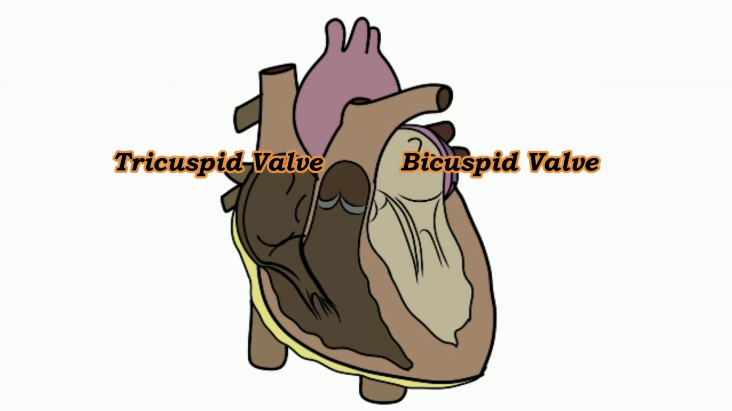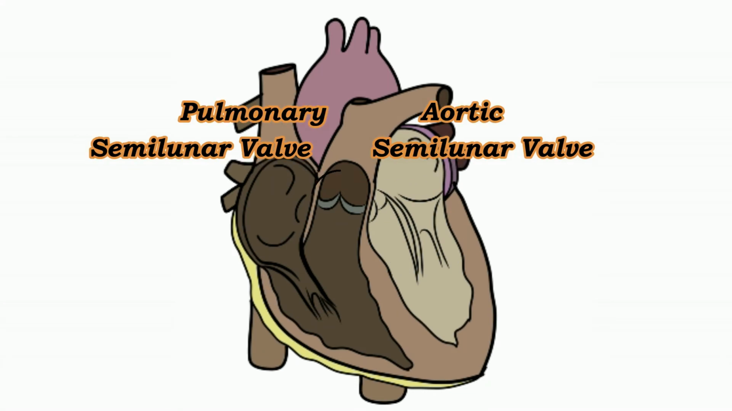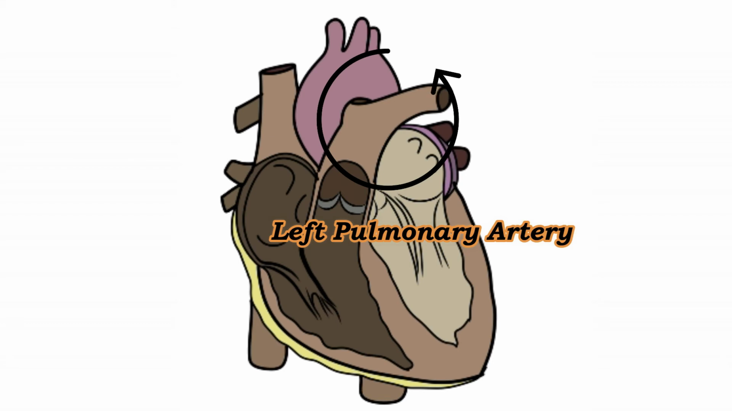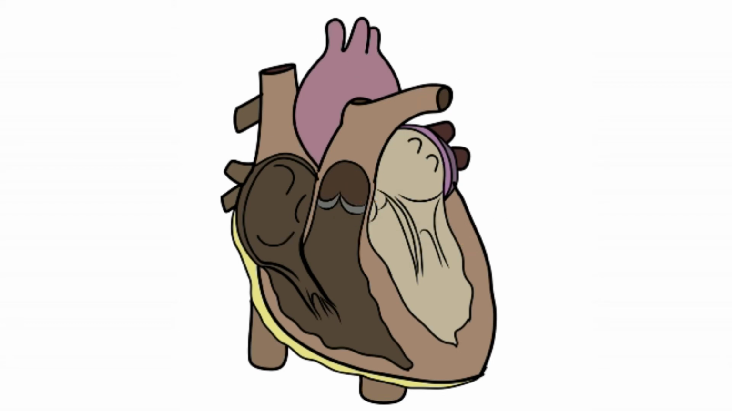The tricuspid and mitral valve make up the atrioventricular or AV valves, which connect the atria and the ventricles, while the pulmonary semilunar valve separates the right ventricle from the pulmonary artery, and the aortic valve separates the left ventricle from the aorta. The heartstrings, or chordae tendineae, anchor the valves to the muscles.